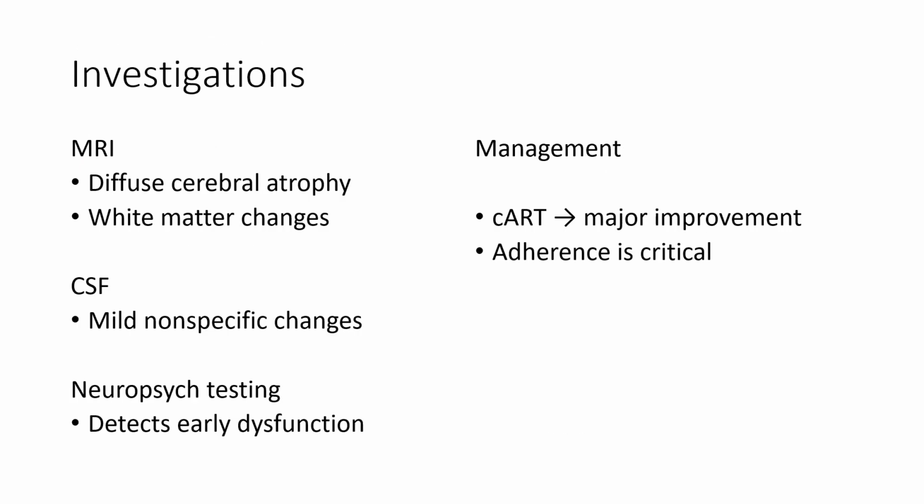Evaluation is by doing MRI. We can see diffuse cerebral atrophy and white matter changes. CSF may show mild non-specific changes. Neuropsychiatric testing helps in early detection. Management is by giving antiretroviral therapy. Patient usually will have a good improvement, and adherence to the antiretroviral therapy is important.